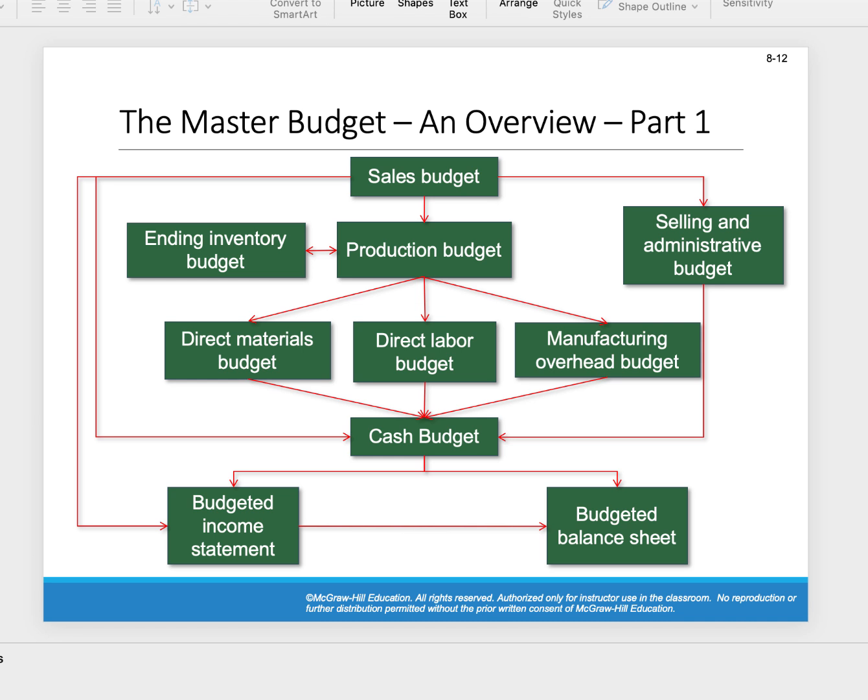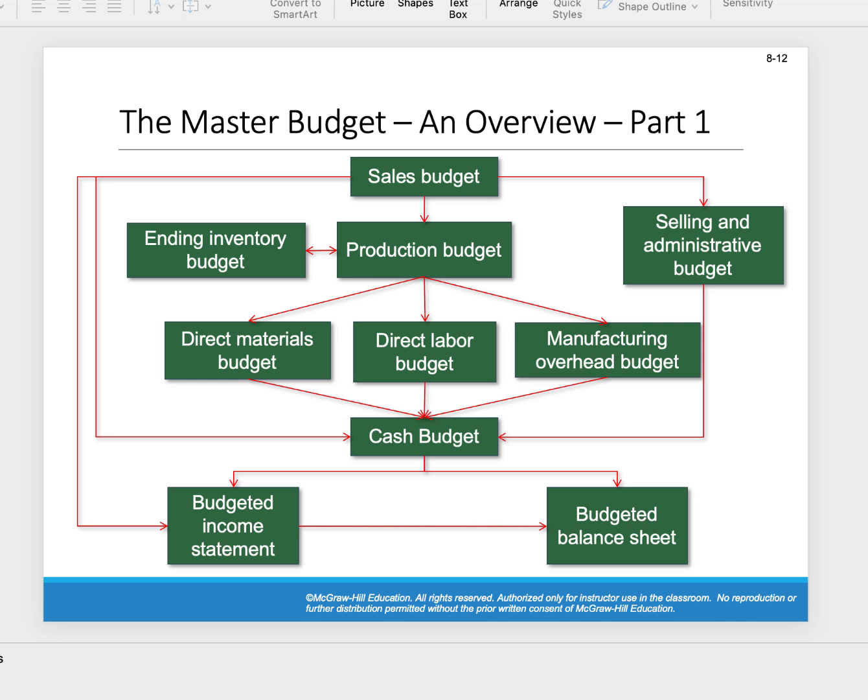From the sales budget, we do the selling and administrative budget, we do the production budget. Once we have that production budget, we can then go ahead and do the ending inventory budget. Okay. What comes after that? Well, after we have our sales, after we know how much we need to produce, then we can go ahead and budget all our manufacturing costs, right?